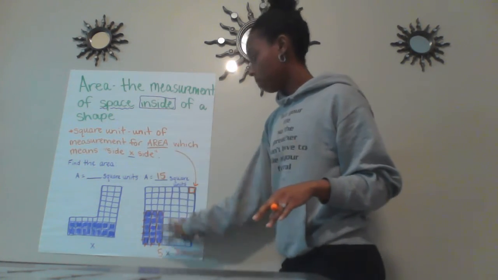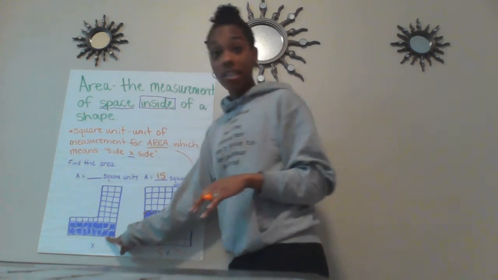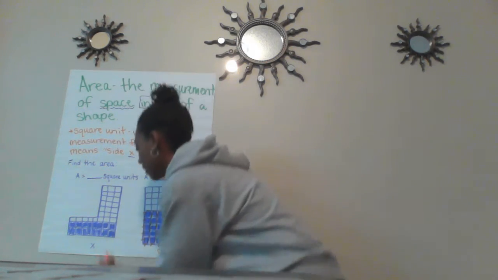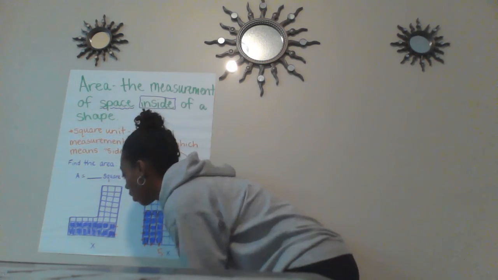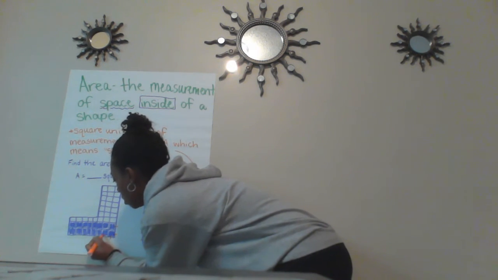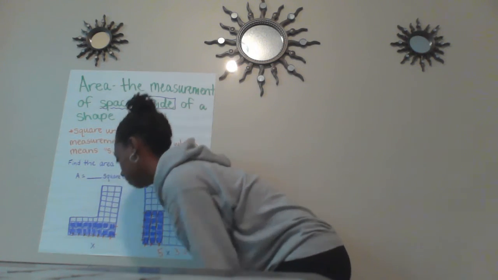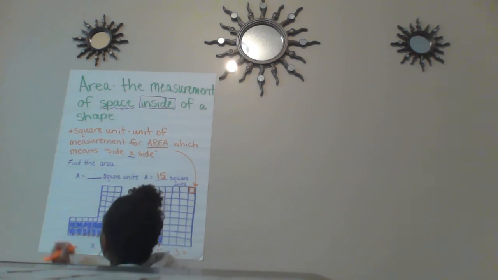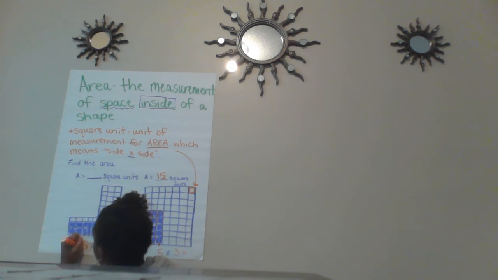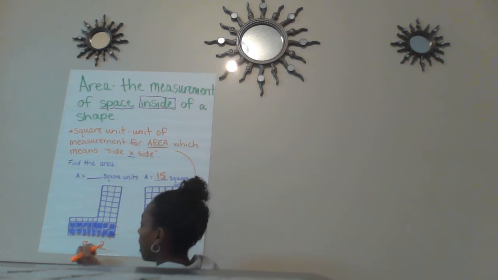So, for this one, 15 square units. Now, we're going to move to this one. You can do the exact same thing, guys. You have 2 rows this way, and then you have 1, 2, 3, 4, 5, 6, 7, 8. Okay? These are interchangeable, guys. You could do 8 multiplied by 2, or you could do 2 multiplied by 8.